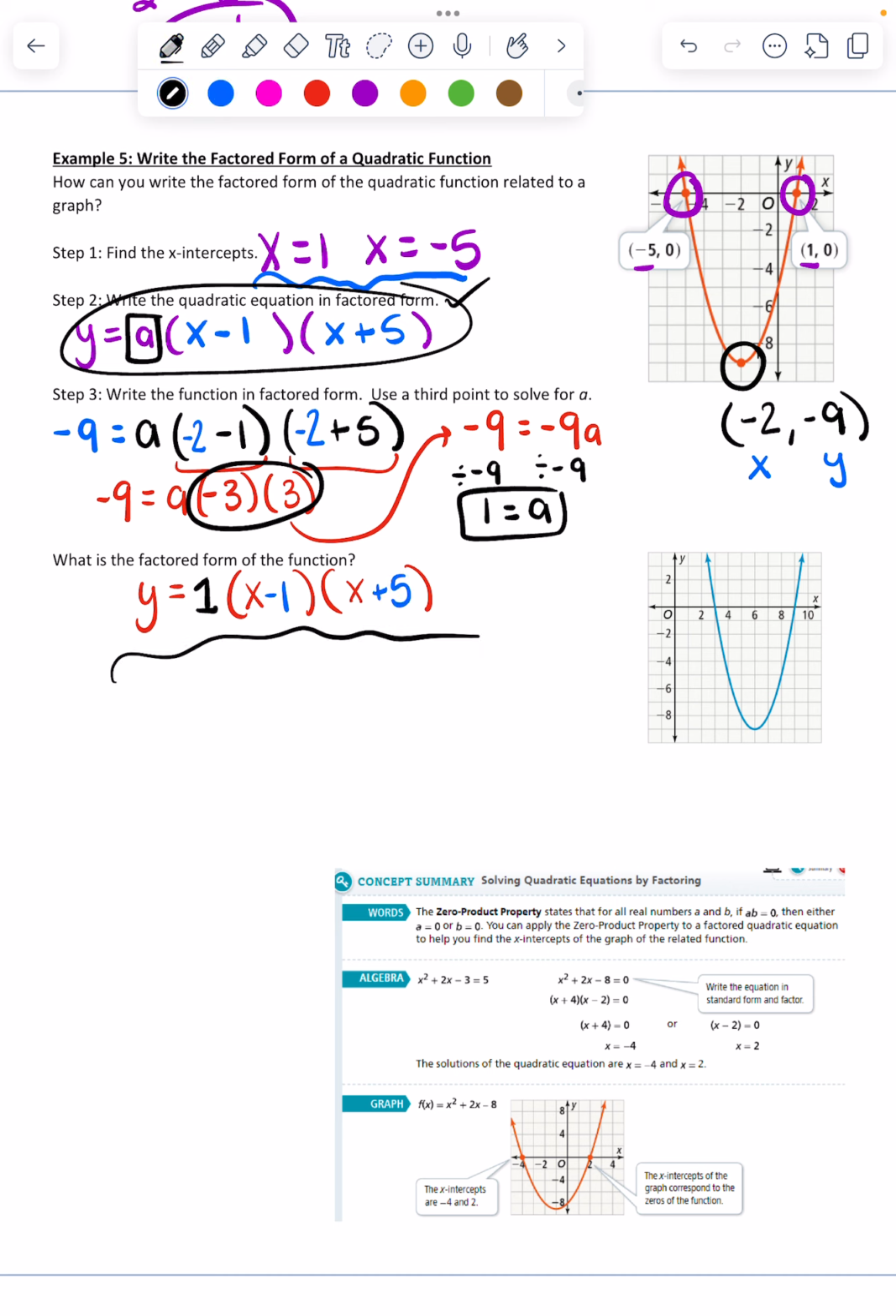This right here, we could simplify more. We could put it into standard form, but regardless, however we write it, that is the shape of our graph.